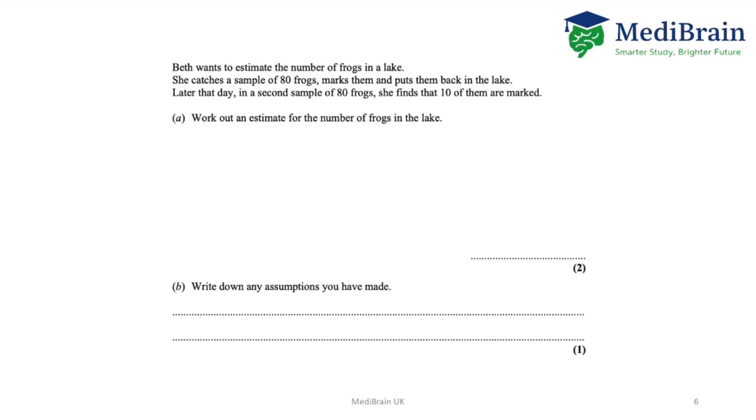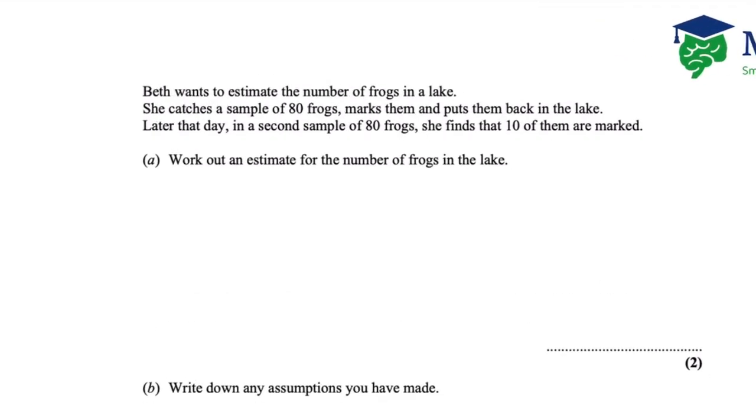Okay, so again, first step, highlight the information. Okay, so we're going to highlight the information. We've got answers already. Well done, everyone. You guys are very fast. So she catches a sample of 80 frogs, marks them and puts them back in the lake. Second sample of 80 frogs, 10 of them are marked. We need to work out an estimate for the total number of frogs in the lake.